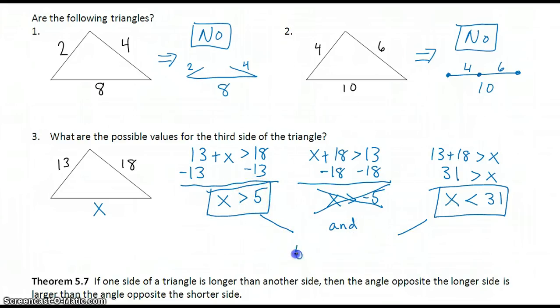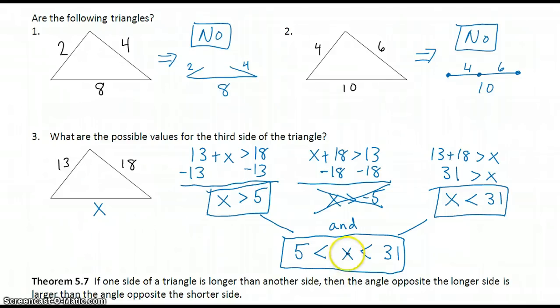5 is my smallest number. 31 is my greatest number. X has to be between 5 and 31. So I'm going to use a less than symbol here, which means X has to be less than 31. And I'm going to also use a less than right here, which means that 5 has to be less than X. Or in other words, X has to be greater than 5.